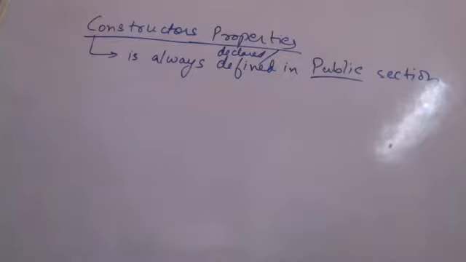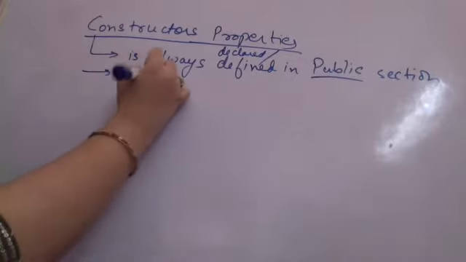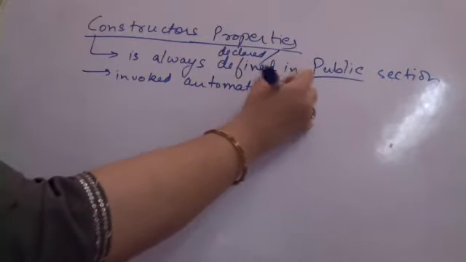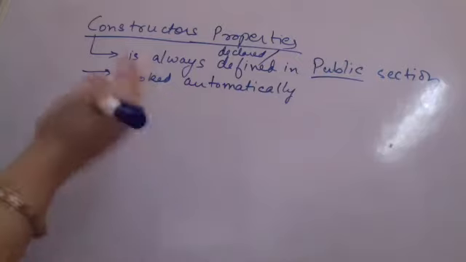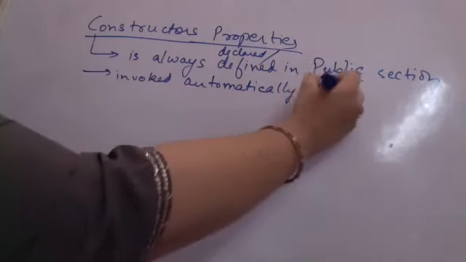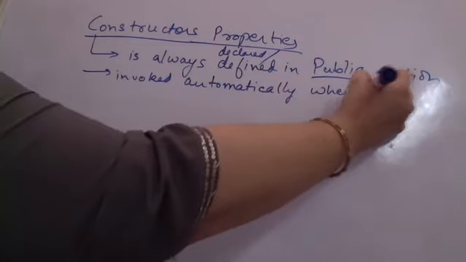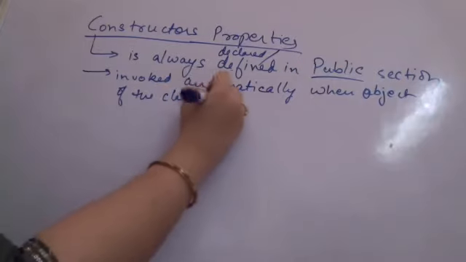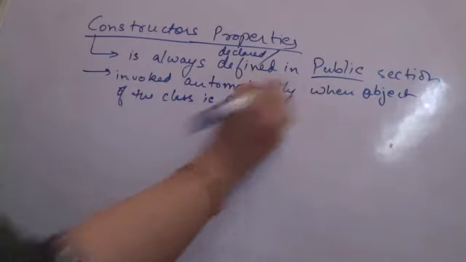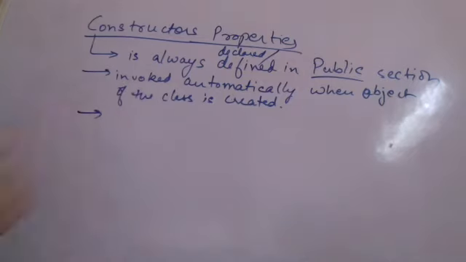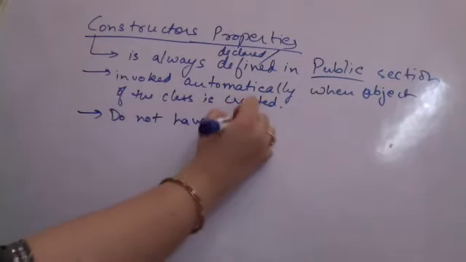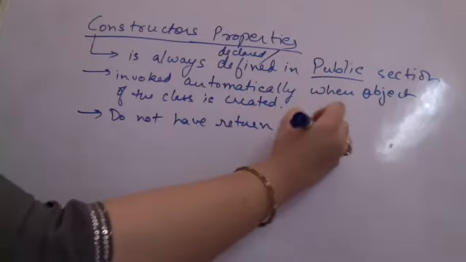Otherwise, it won't be working correctly. They are invoked automatically whenever the object is created. You don't need to call them, although we will show explicit and implicit calls to the constructor, but both calls happen only when they're invoked automatically when an object of the class is created. These two, possibly all of you already know. Another property is that they do not have a return type, so they cannot return anything. They can never return anything.